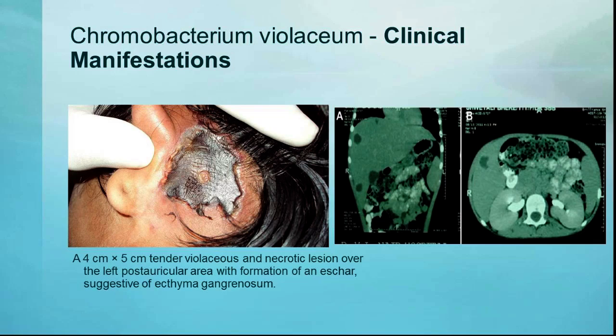So this is one of the violaceous necrotic lesions in the post-auricular region associated with this bacteria, and then you can see some abscesses on the PET scan in the liver, as well as some in the spleen, right here, and the abscesses.